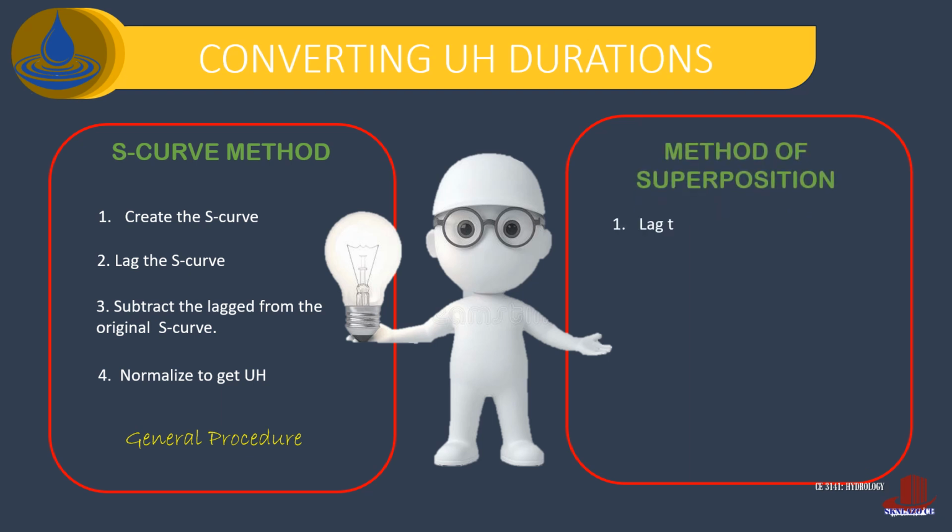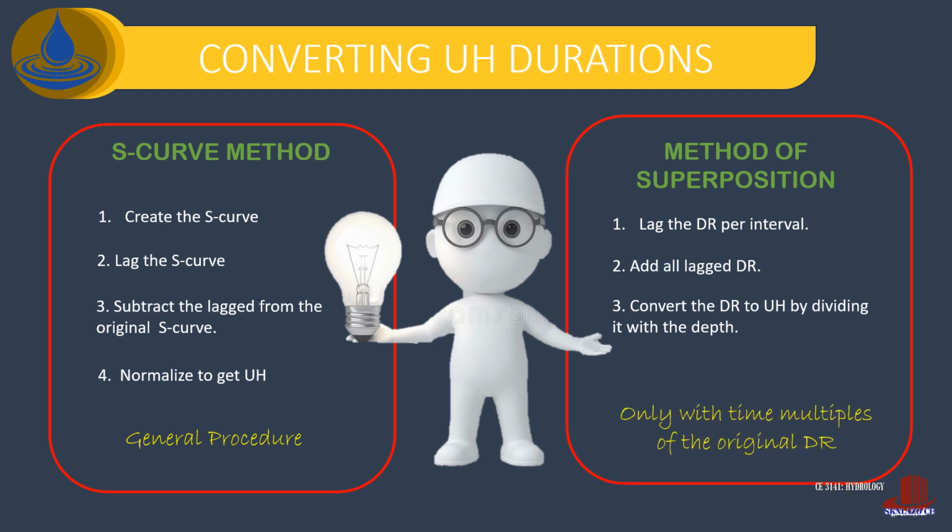Another approach is simpler than the general procedure. It is the method of superposition. The procedure of this method is simple, however, it has a limitation. The method of superposition only applies when the required unit hydrograph is a multiple of the provided UH. For example, superposition can be used if the problem provides a 3-hour UH and the required is a 12-hour unit hydrograph. 12 is a multiple of 3.